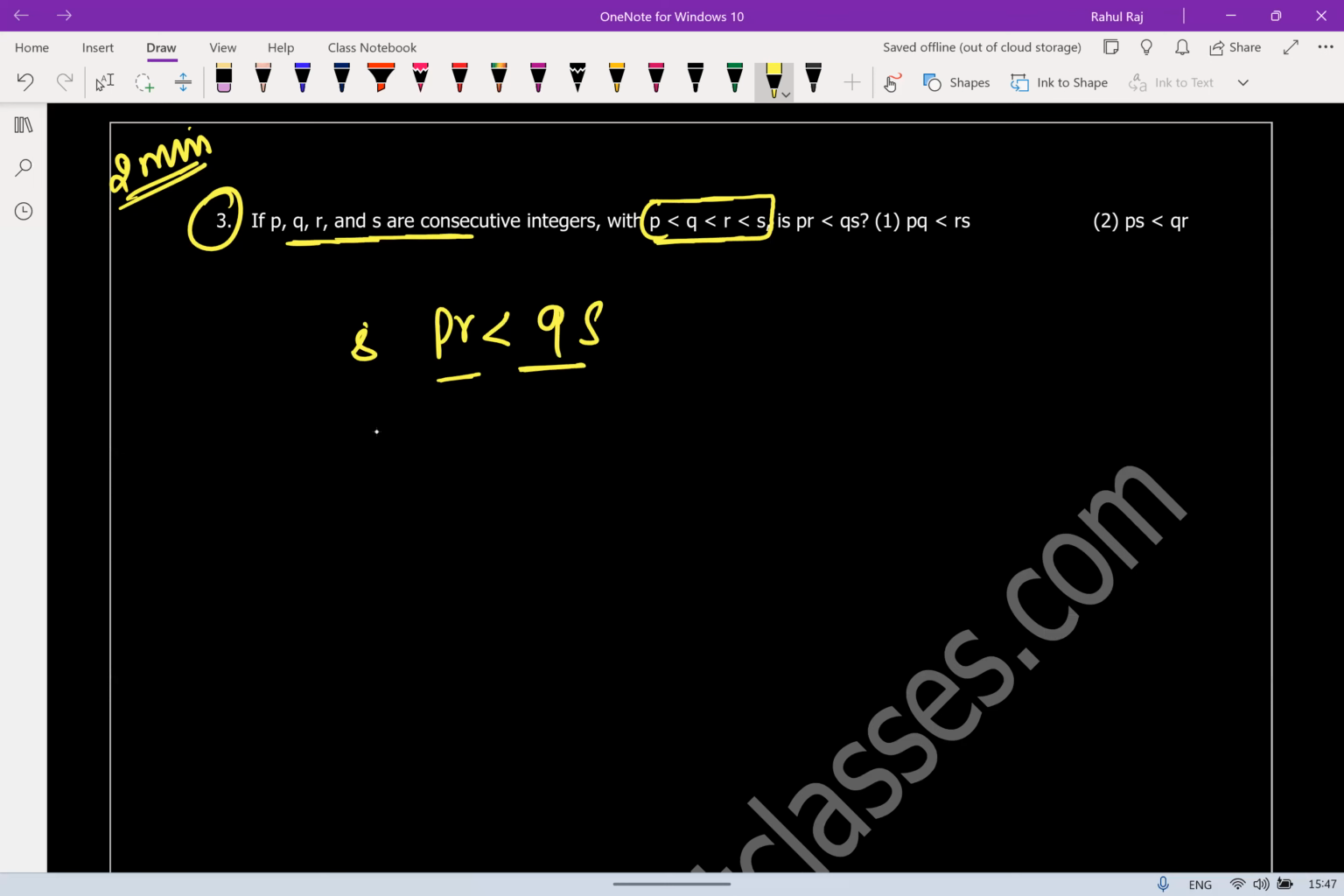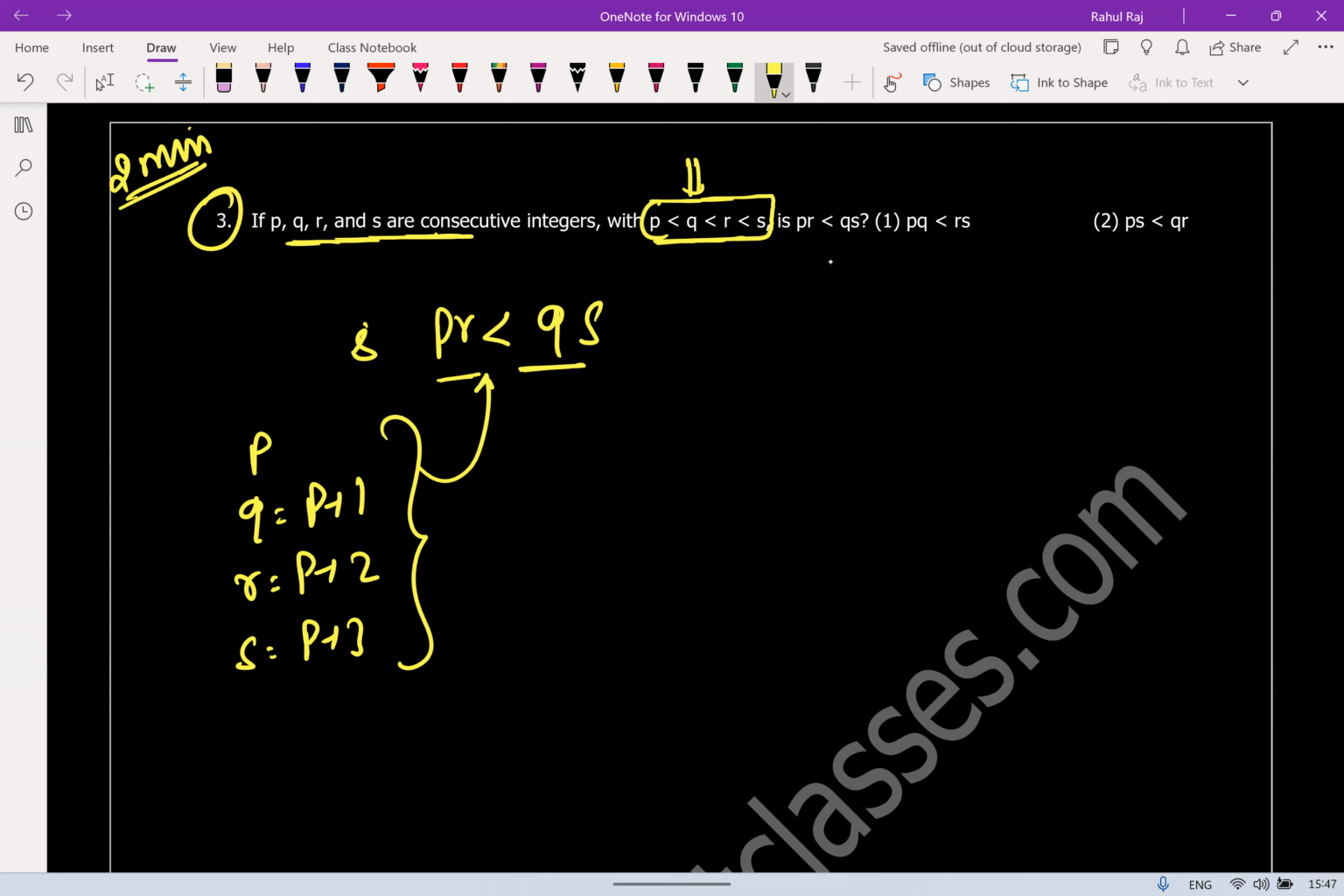Can I change my question for sure? It says PQRS are consecutive integers, and they have given you an order. Can I say this is P, Q is equal to P plus 1, R is equal to P plus 2, S is equal to P plus 3? I can do this, right? Any problem here? So can I change my entire question first of all?